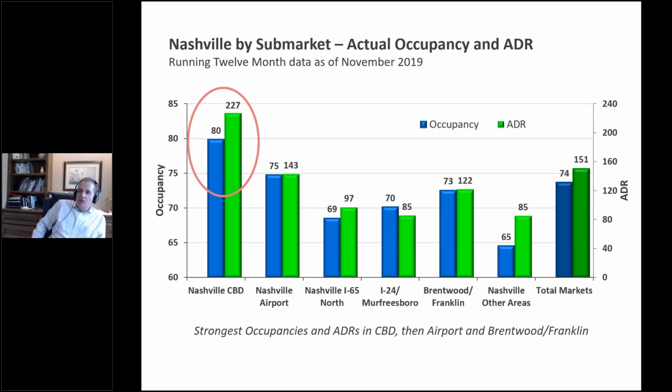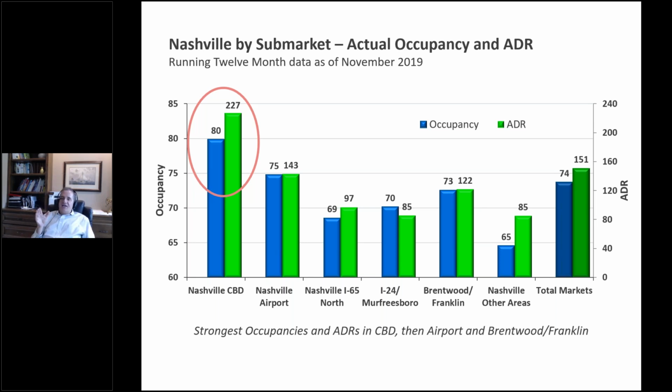Again, Nashville by submarket. And first look at the blue bars for occupancy. You're going to notice that the highest occupancy is the Nashville Central Business District submarket, no surprise. Other submarkets like the airport and Brentwood drop down to around 75. Markets like I-65 North and I-24 Murfreesboro drop down to around 70.